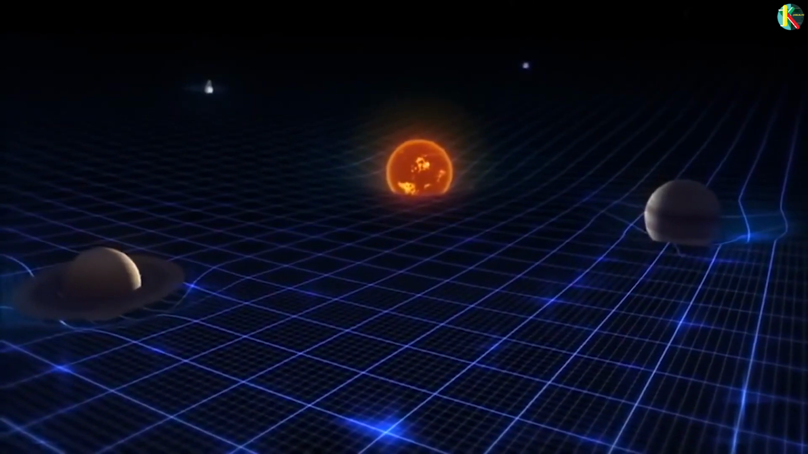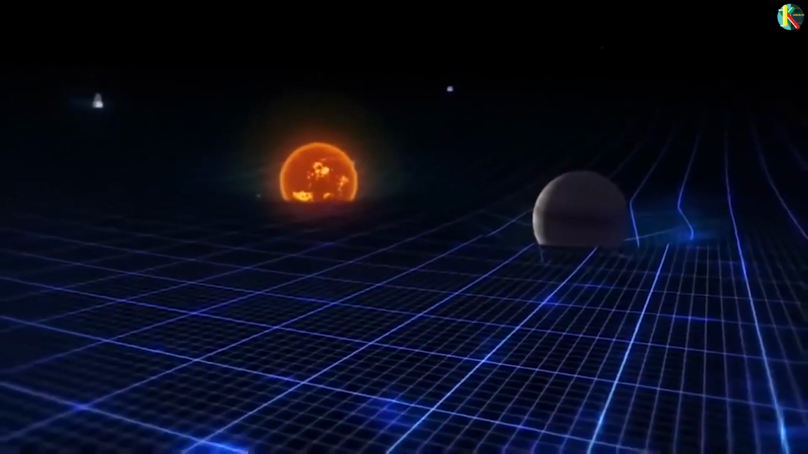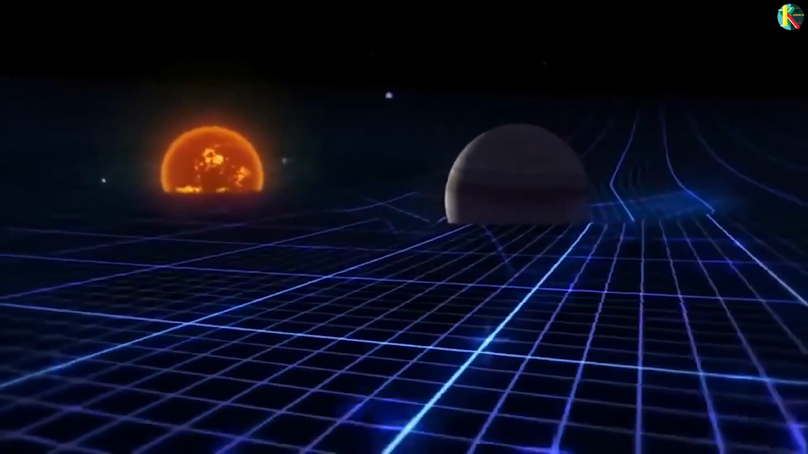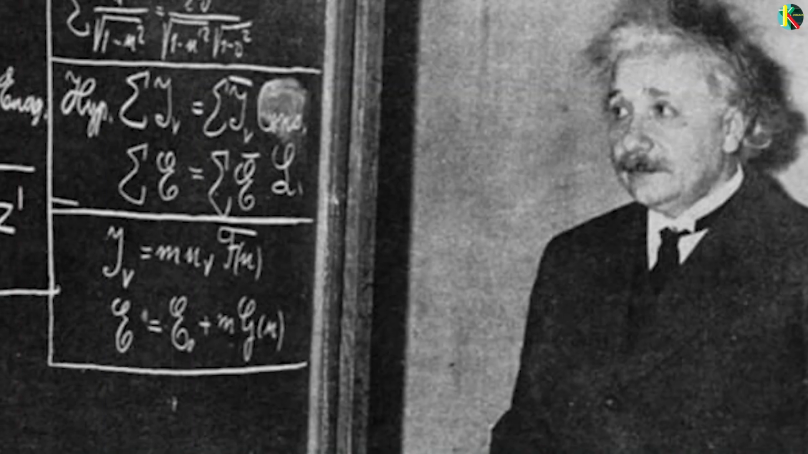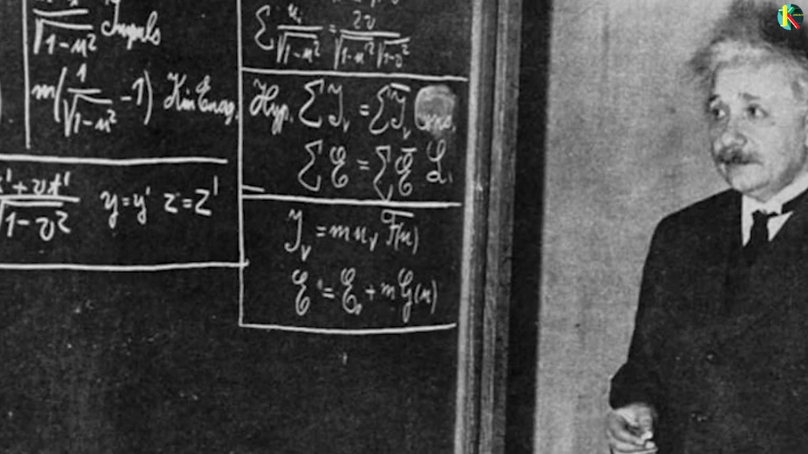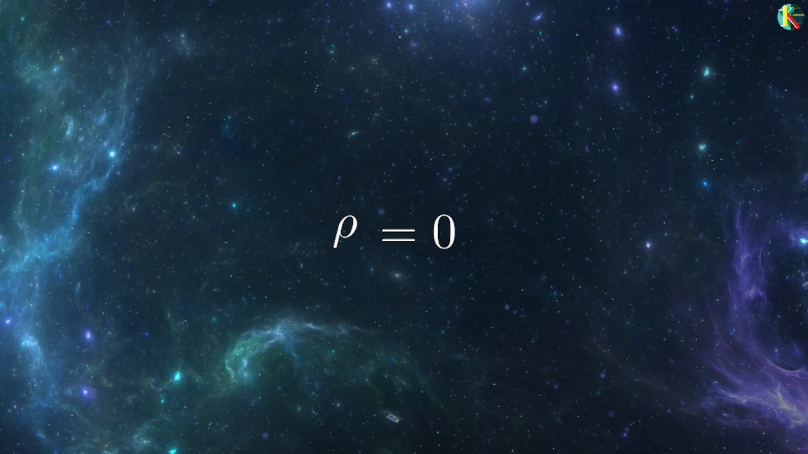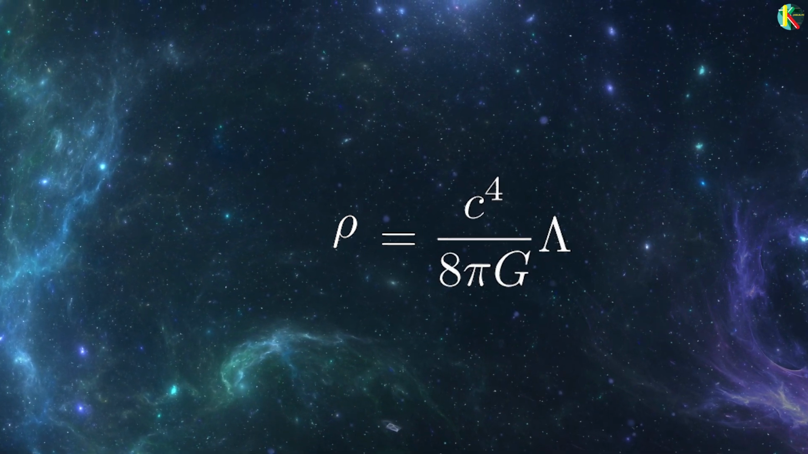It also doesn't change the results about how well the equations match up with Newton's law when gravity is weak or how well they predict the orbit of Mercury. Crucially for Einstein, the new term changes the equation for the density of the universe. Instead of saying density equals 0, it now says density is proportional to the new term.